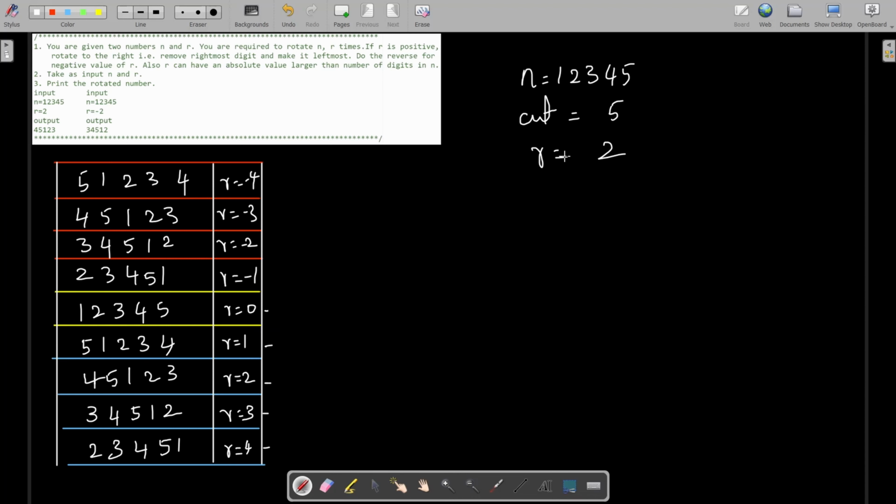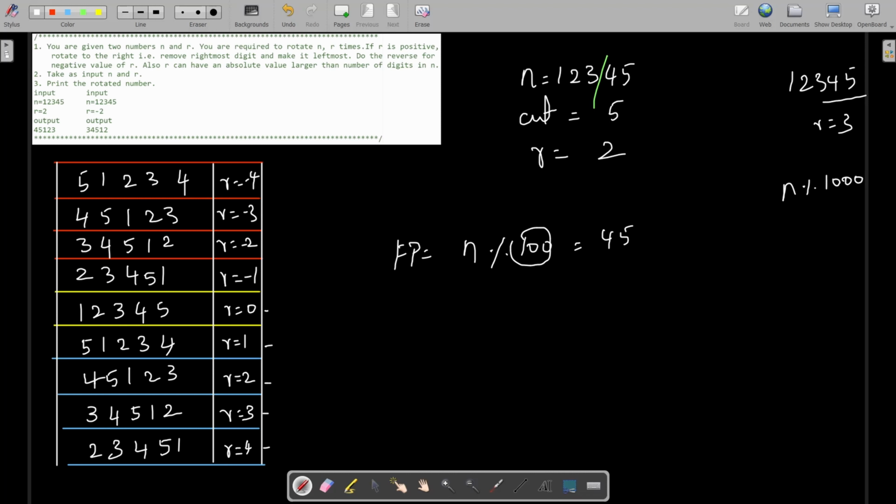How to do it? The first thing is you have to divide the number into two parts. One is your 45, another one is 123. How do you get this 45? Suppose you want your first part, you know that my number remainder of 100, I will get the 45, right? Because I need the last 2 digits, that is 10 power 2. Suppose you need the last 3 digits, so your rotation is equal to 3. In this case n remainder of 1000, you will get the last 3 digits, right?